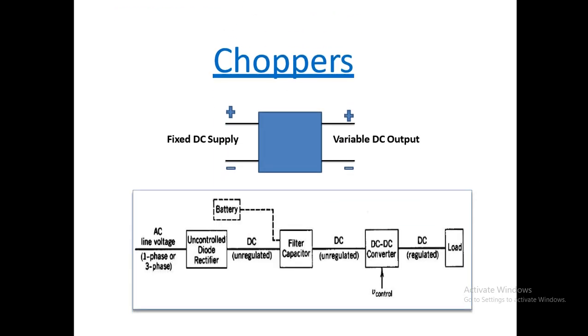Basically, a chopper circuit is a static configuration where a fixed DC supply is converted into a variable DC supply. There are two types: direct DC choppers and AC link choppers. Here we can see the diagram of a chopper. The input of the chopper is a fixed DC supply, and the output of the chopper is a variable DC output.